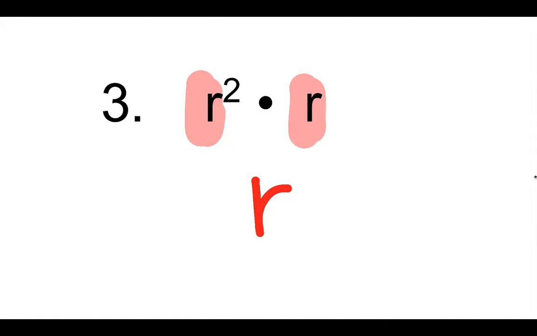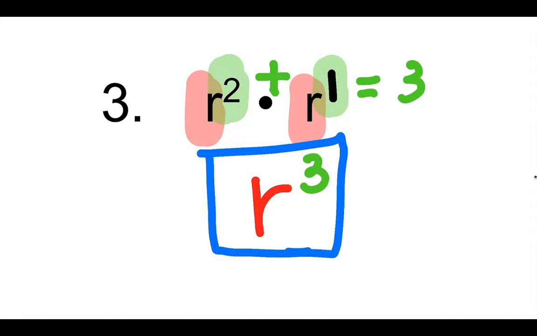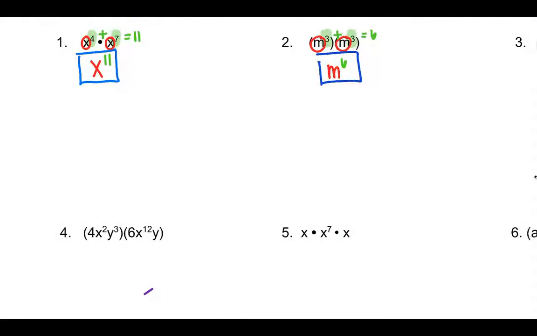Okay, then I'm looking at the exponents. I've got a 2, and there's nothing here. Remember, if there's nothing there, it's a 1, right? So now I have 2 plus 1 gives me 3. So it's r to the 3rd power is my answer. Good so far?